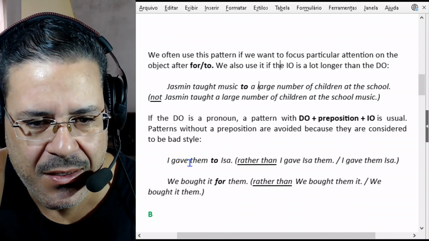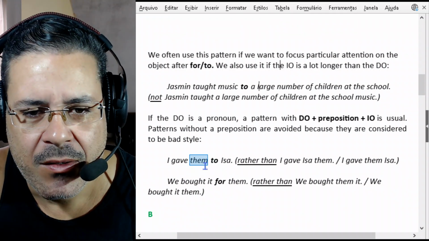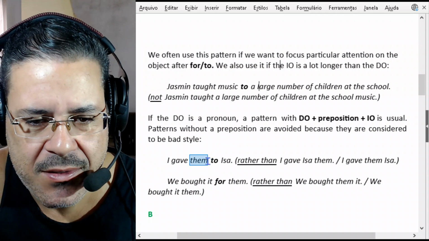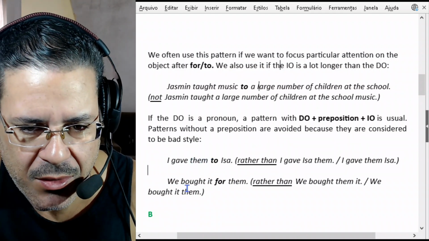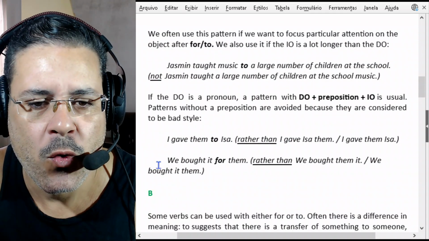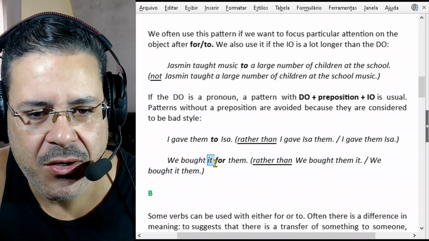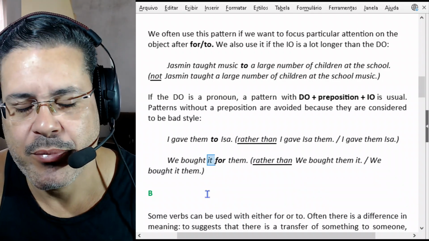So notice that the direct object is a pronoun. In that case, it always comes first. I gave them to Isa. Or in the other example, we bought it for them. We bought it, so the direct object is a pronoun. We bought it for them.